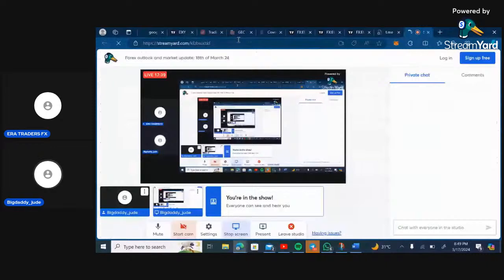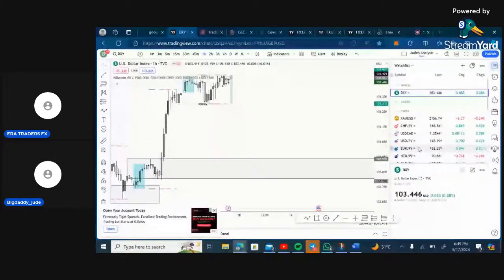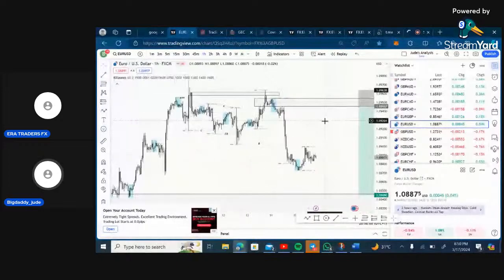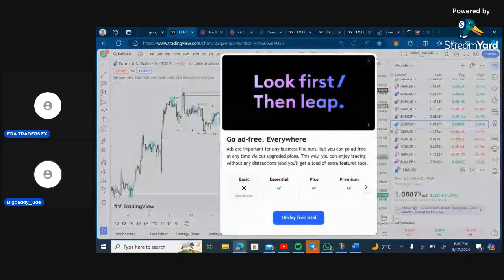Now let's quickly check out our major pairs, right? Our exotic pairs. Let's quickly check out our exotic pairs. Let's start with the Euro USD. Now, as we all know, the DXY has an inverse correlation with the EU, the Euro US dollar, they have an inverse correlation.